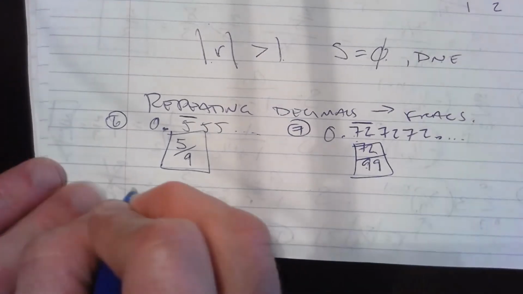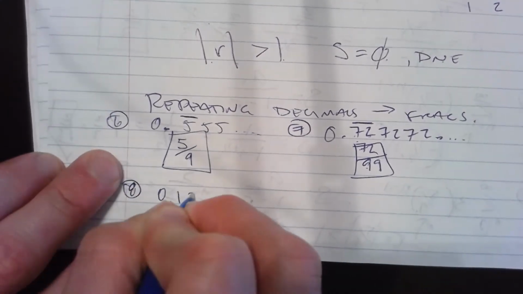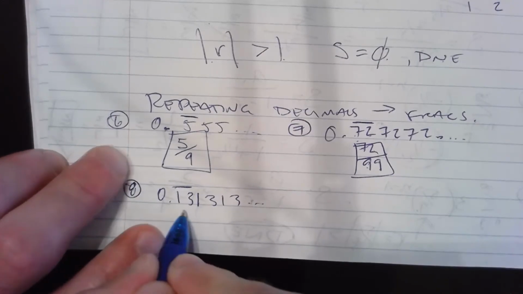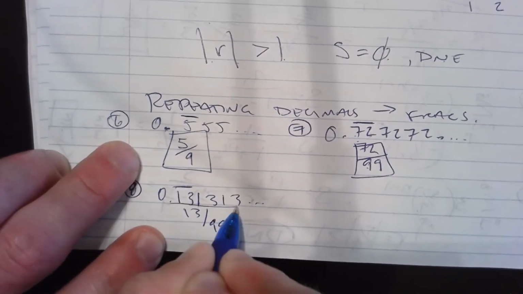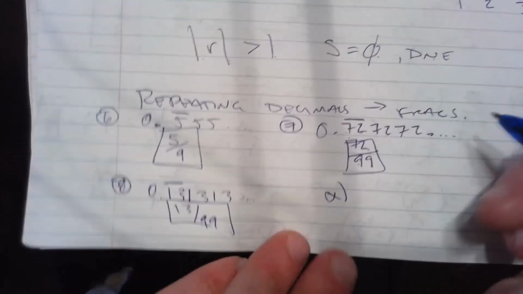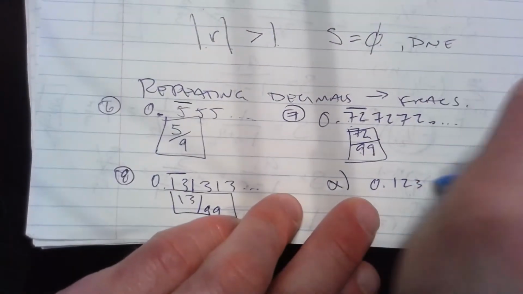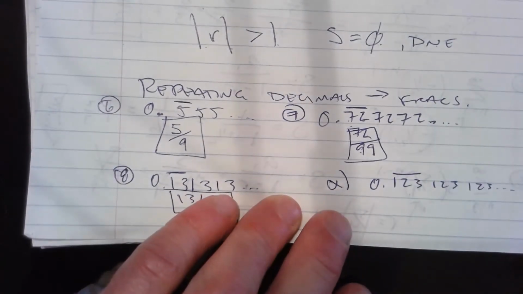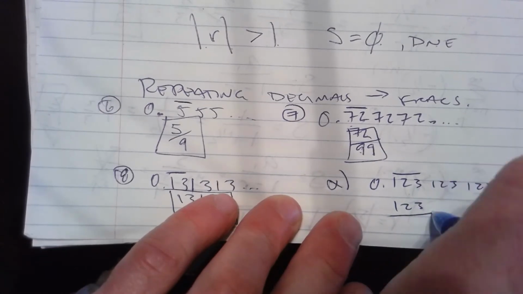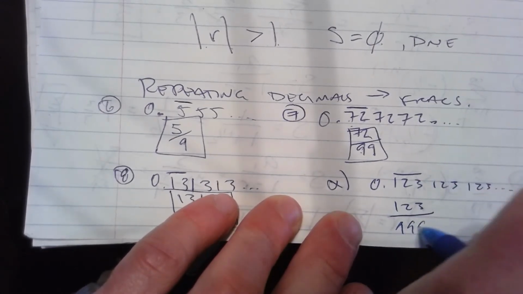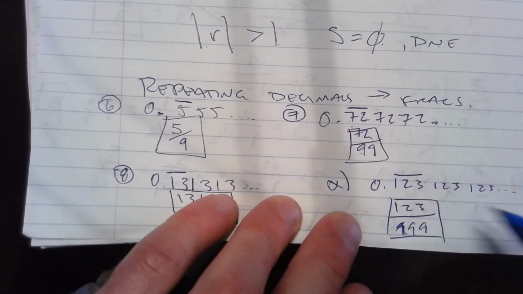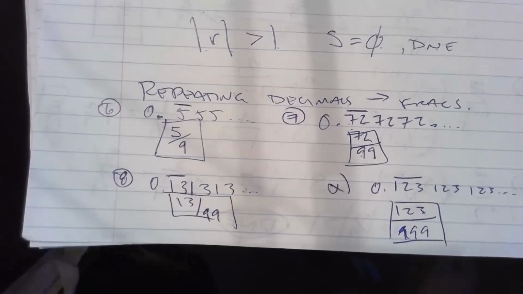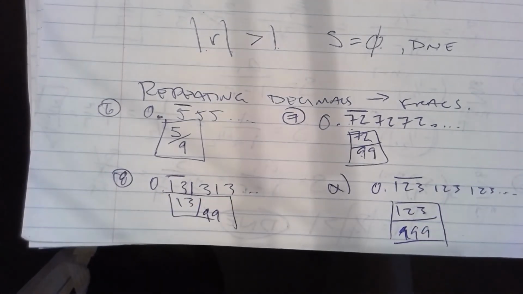Alright, so that means that number 8 is going to be 0.131313 dot dot dot. First two digits repeat, so 13 over two digits, two nines in the denominator. So let me give you one, just so that you are confident. What about 0.123123 dot dot dot? It's the first three digits that are repeating. So 123 over three digits, three nines in the denominator, and that is how you convert a repeating decimal into a fraction. Alright, there's work assigned to you. Do your best with it, and let me know if you have any questions.